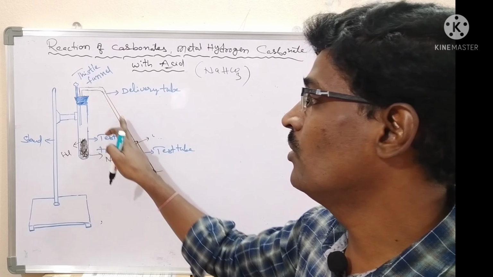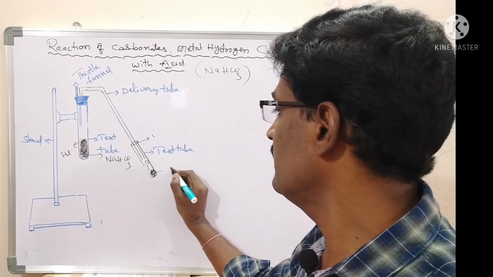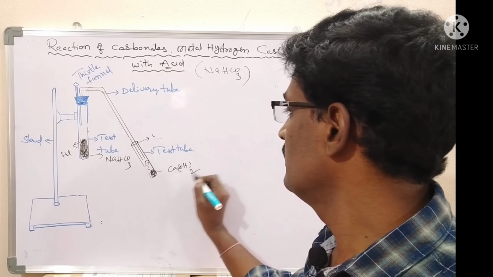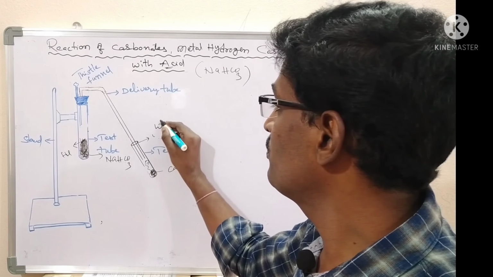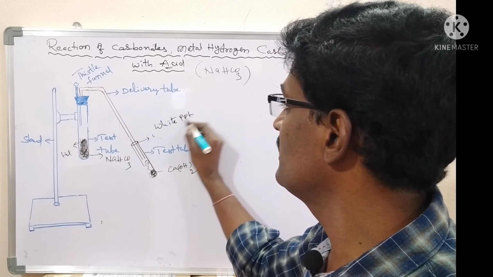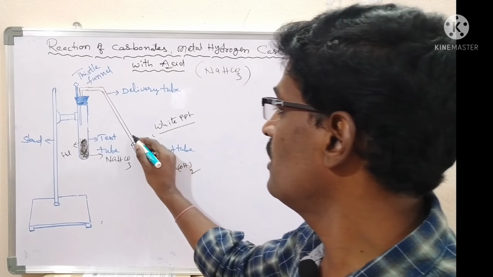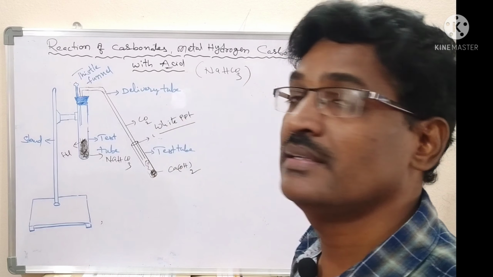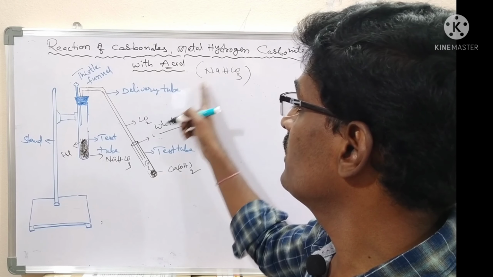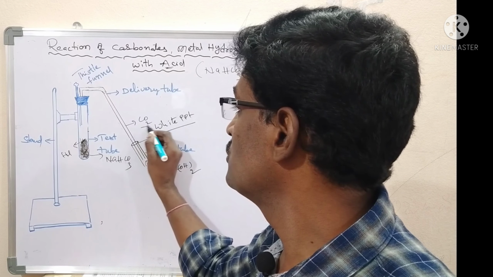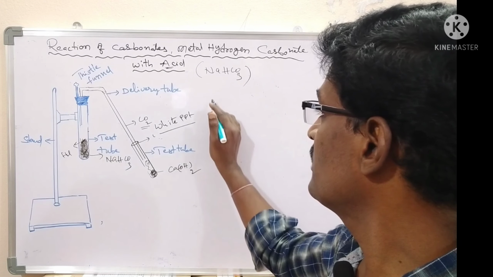One of the gases evolves. What is this gas? To test it, I have to take calcium hydroxide. When calcium hydroxide reacts with the gas that evolves, a white precipitate is formed. When a white precipitate forms, we give the conclusion: the gas formed is carbon dioxide. By the reaction, we say when sodium bicarbonate reacts with hydrochloric acid, it produces carbon dioxide and salt and water.